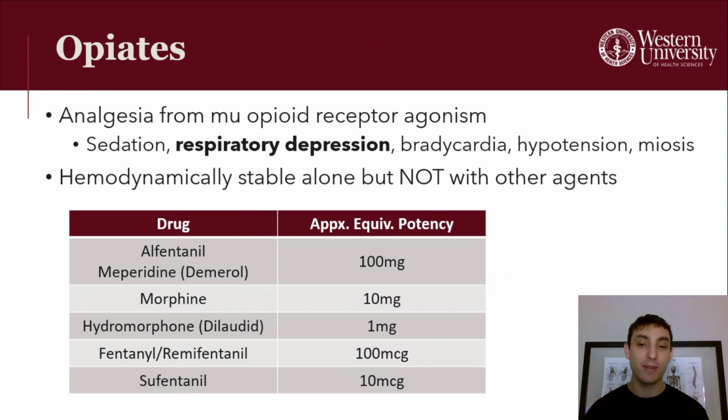For approximate equivalency, you have morphine kind of as your standard. Alfentanil and meperidine or Demerol are 10 times weaker. You have dilaudid or hydromorphone, which is 10 times stronger, and your fentanyl and remifentanil, which are about 100 times stronger than morphine, and sufentanil, which is 1,000 times stronger than morphine.